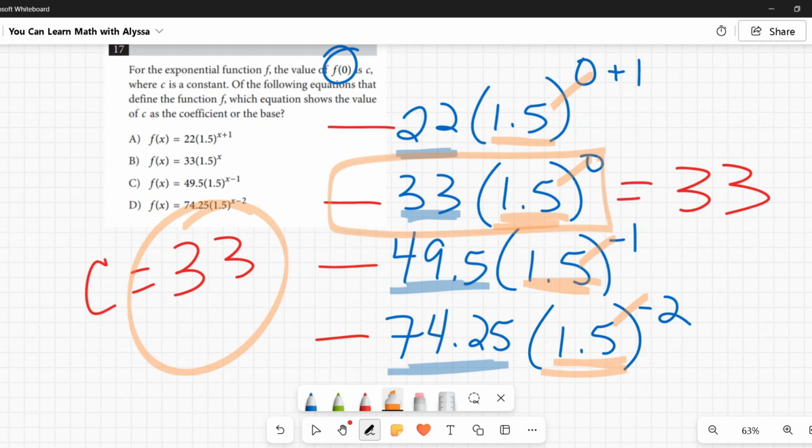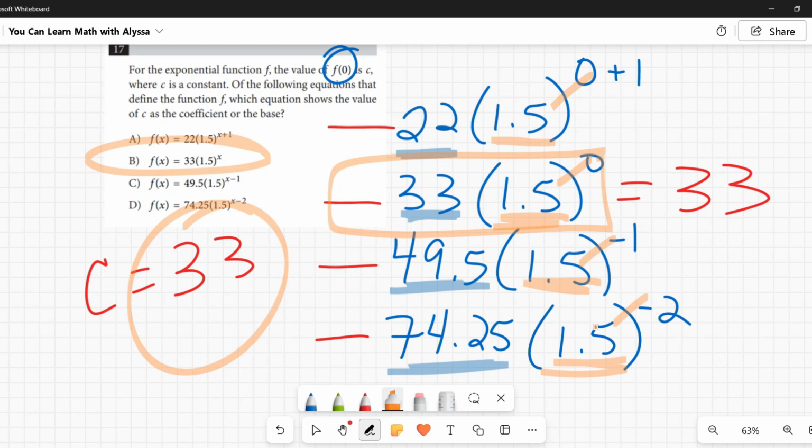That would be this one right here. It has 33 as the coefficient. None of them have it as the base. They all have 1.5 as the base. And then we just look at the coefficients. 33. There it is. B is my answer.